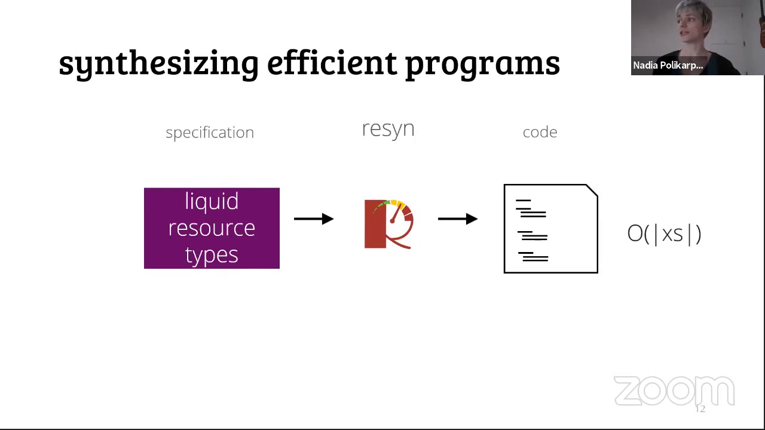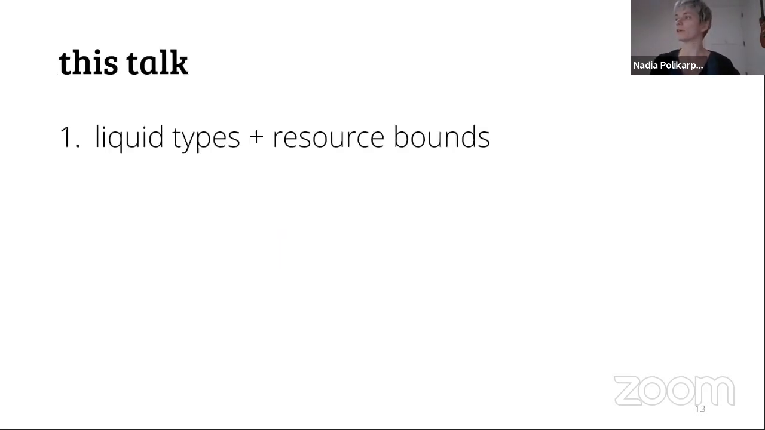That is essentially similar to SyncWit, except it also takes resource bounds of programs as specification, and it can generate programs with provable guarantees, not only about their functional properties, but also about their resource consumption. All right, so the rest of the talk will be split into four little parts.